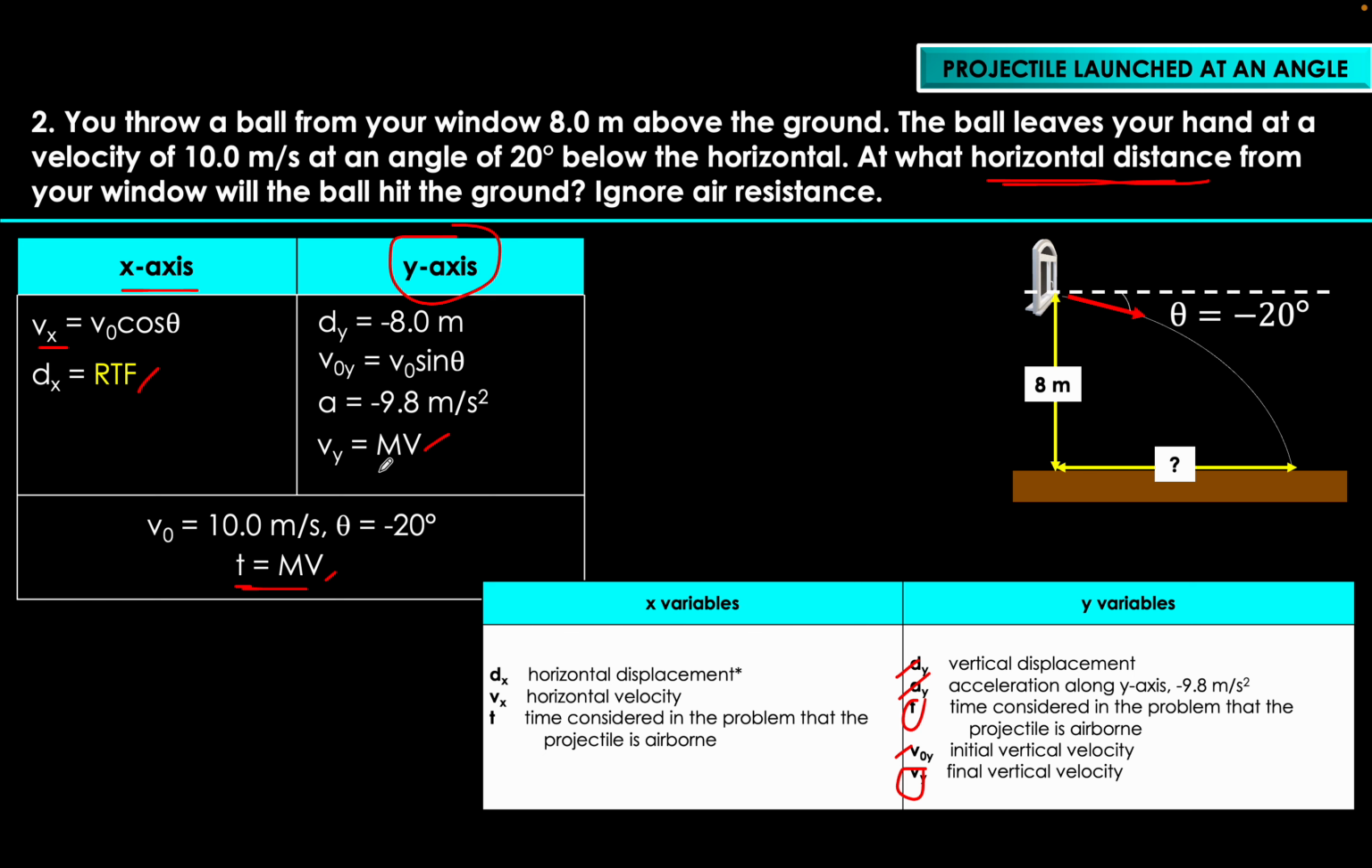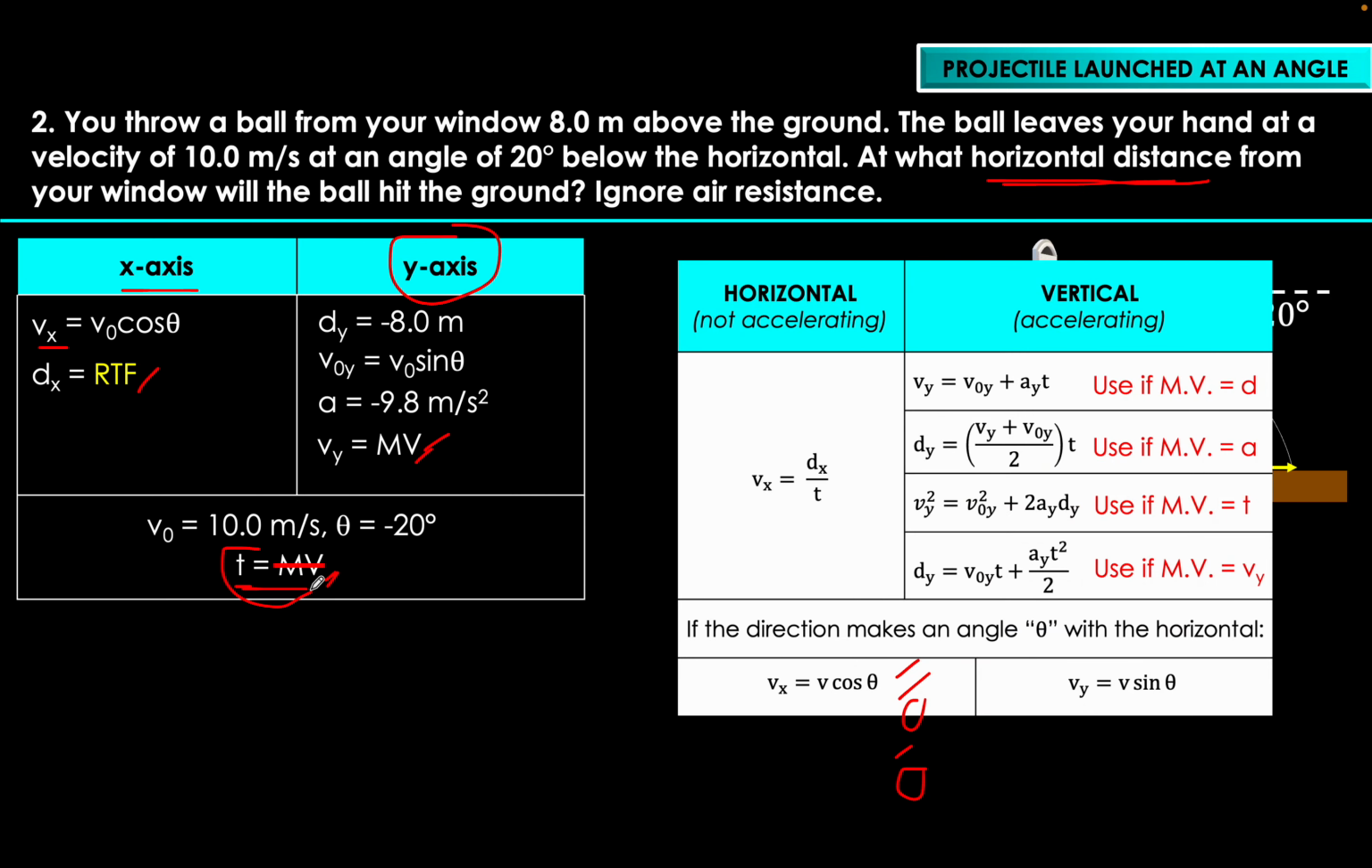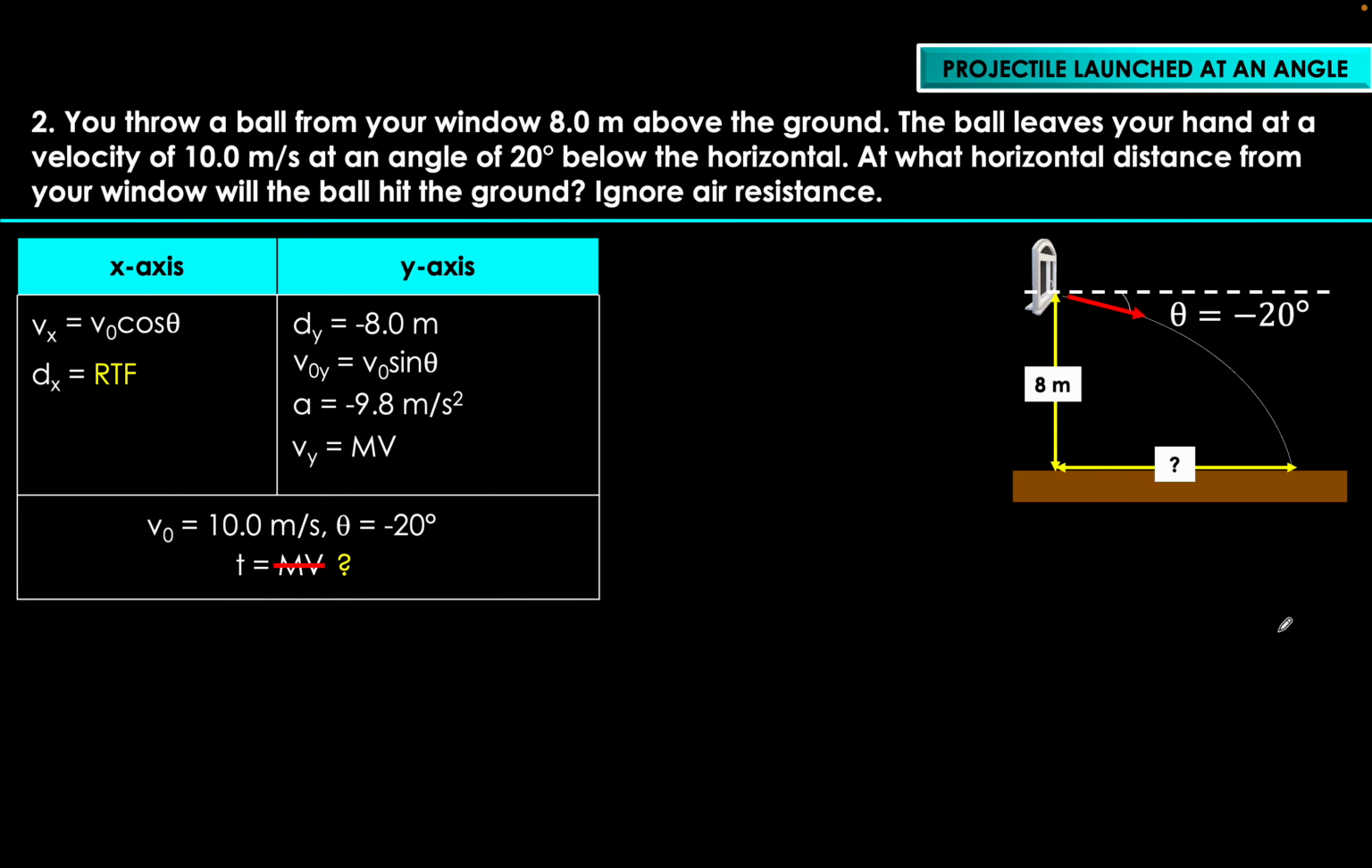So if you look at y-axis, you have two missing variables in here, but it's possible for us to treat one particular variable as a required to find. So example, we can treat time as a required to find instead of missing variable, because if we try to solve for time, then we can use that same time to solve for the horizontal distance given these x-axis values, okay? So that's what we're gonna do. And then v sub y will be the remaining missing variable in here. And because of that, we're gonna use this particular equation to solve for time, okay? So let's write it down.